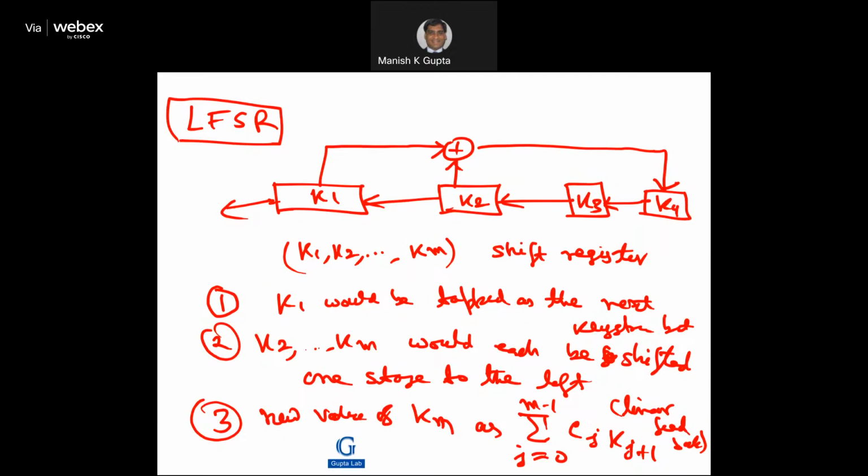Another way of understanding it is the linear feedback shift register. We have that initial seed here, and then there is a feedback, and then you keep on generating the stream from here. So this is the shift register. This is known as a shift register.